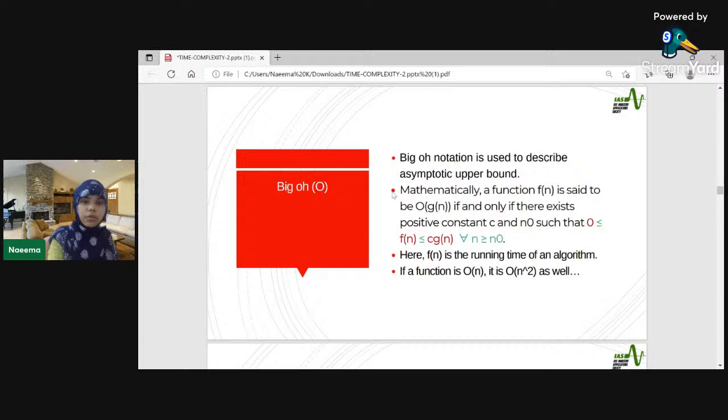First, we have the big O notation. Big O notation is used to describe asymptotic upper bound. Mathematically, a function f(n) is said to be big O of g(n) if and only if there exist positive constants c and n naught such that 0 is less than or equal to f(n) less than or equal to c g(n) for all n greater than or equal to n naught. So what does this mean?